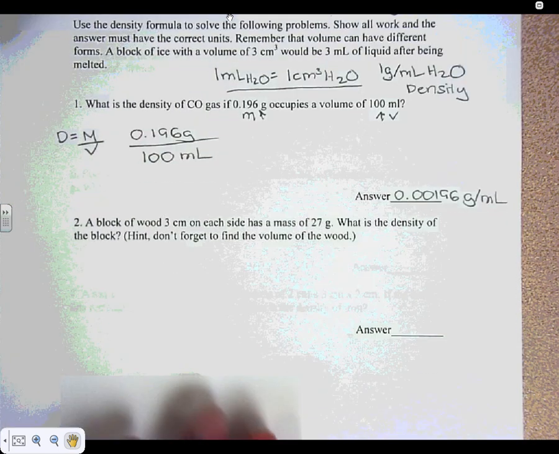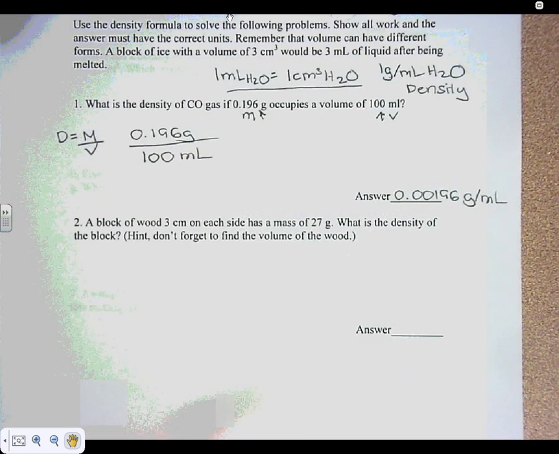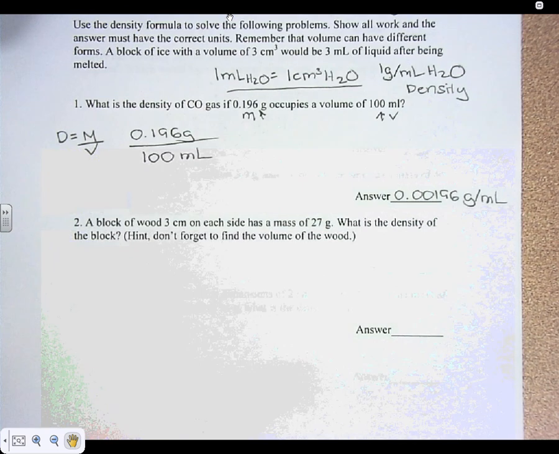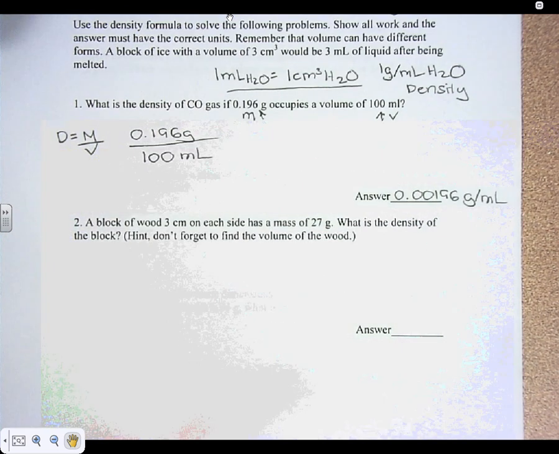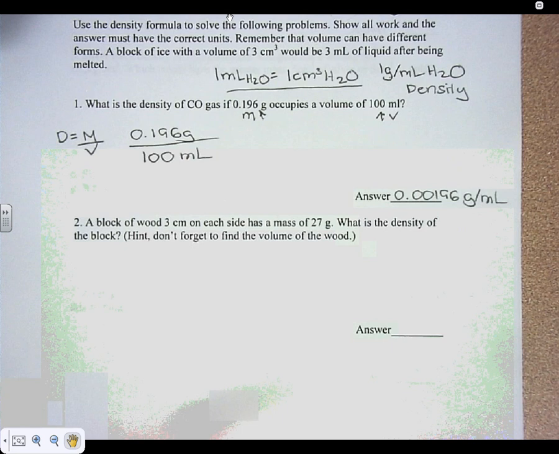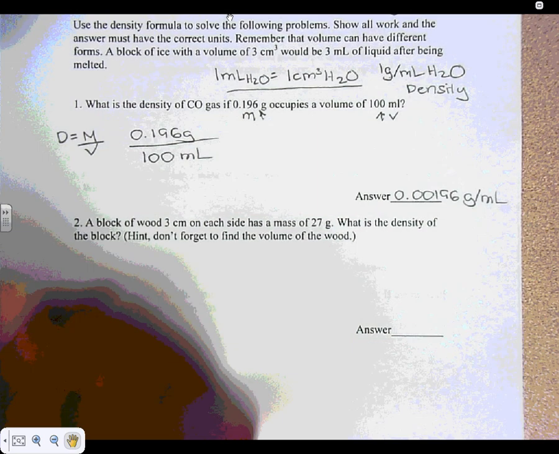So we have a block of wood that has 3 centimeters on each side and has a mass of 27 grams. What is the density of the block? So we need to think about this block as a three-dimensional object.